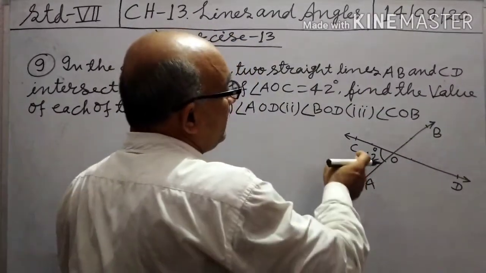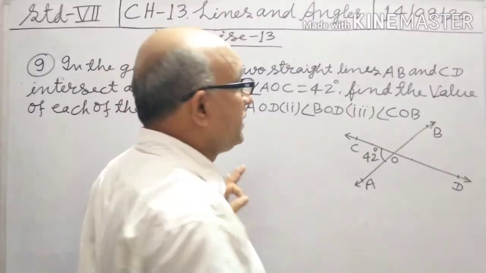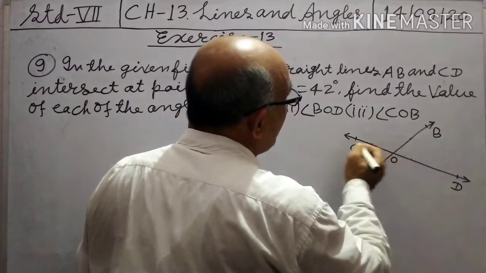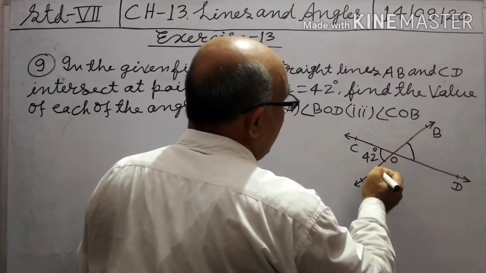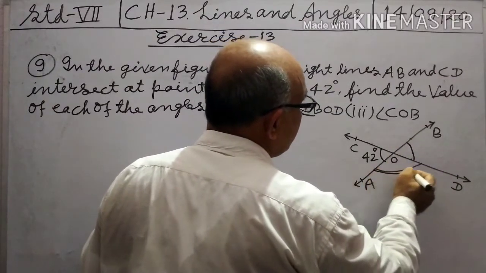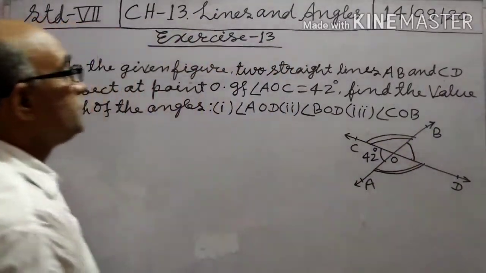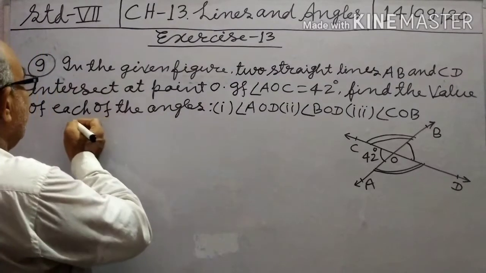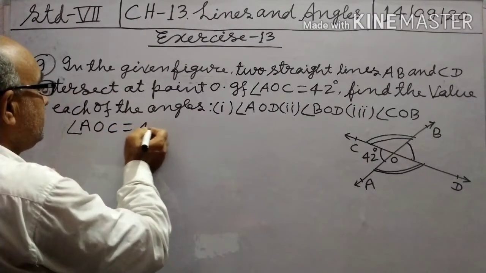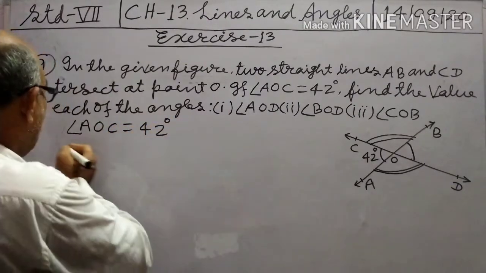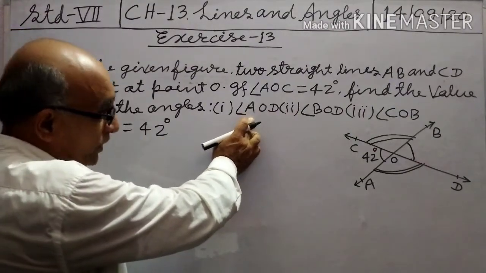Students, we know that if two lines intersect each other, then vertically opposite angles are equal. So angle AOC equal to angle BOD, and angle AOD equal to angle COB. So first of all, given angle AOC equal to 42 degree.